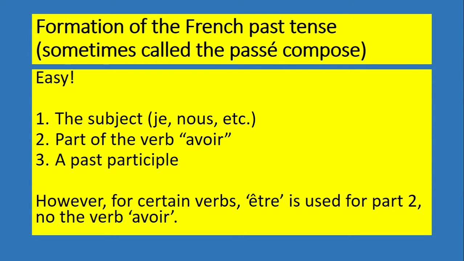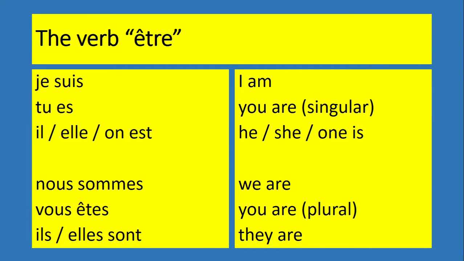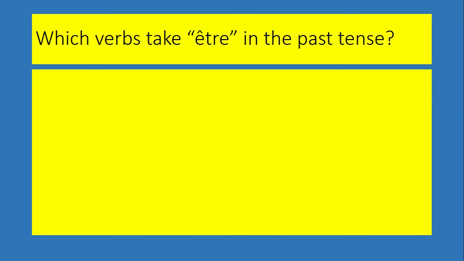Anyway, so for être verbs, it's exactly the same steps. You need a subject, but instead of using part of the verb avoir, the verb to have, you use part of the verb être, which is the verb to be, then followed by a past participle. That's the only difference. Instead of using avoir, use être. There's the verb être, so we go je suis, tu es, il est, nous sommes, vous êtes, ils sont. So that's a verb you need to memorize.